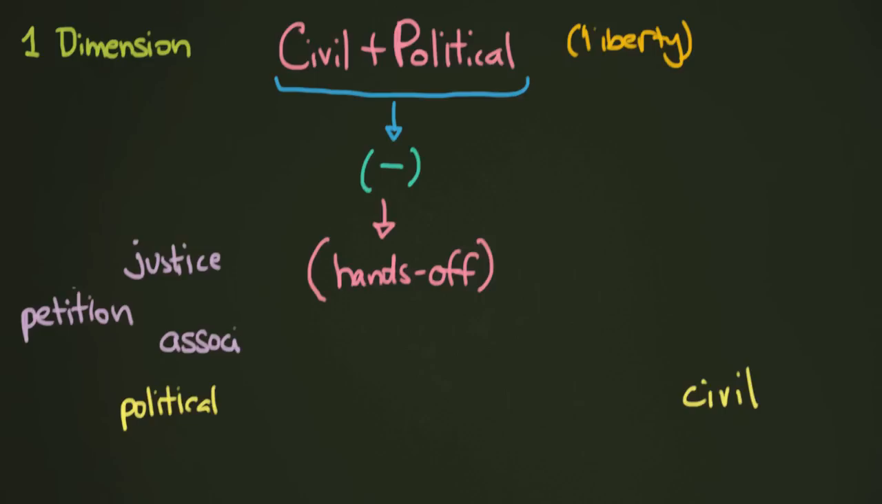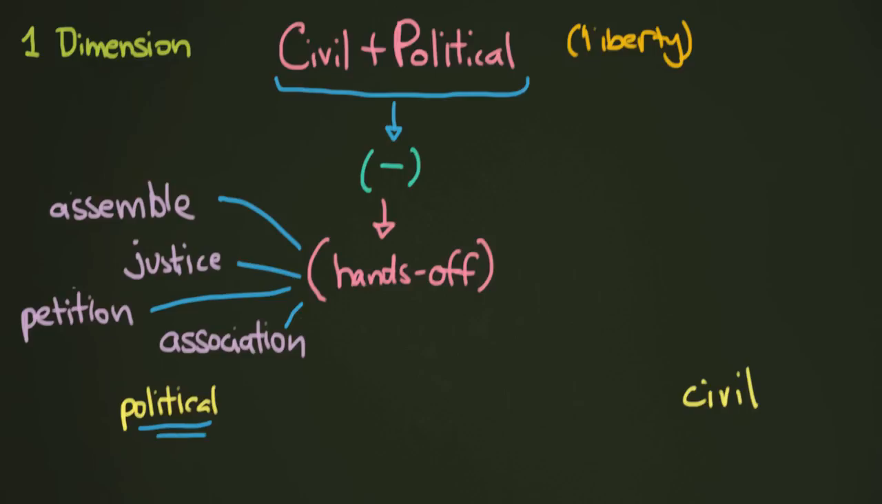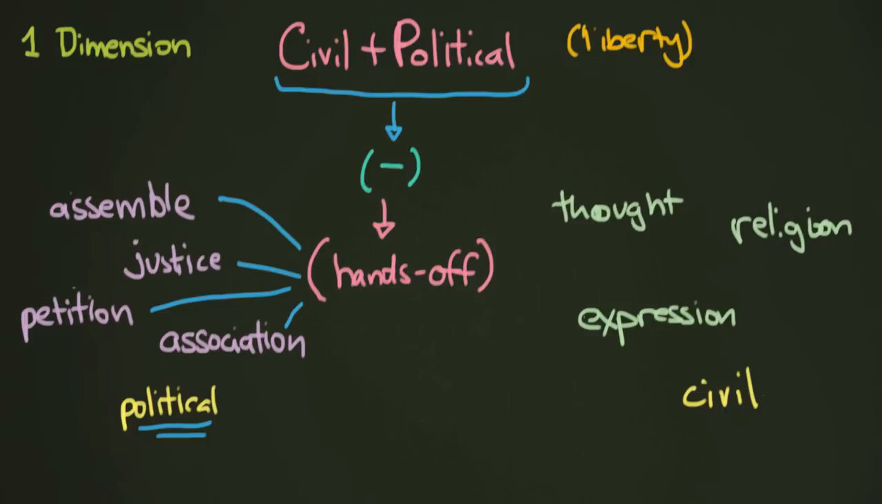Maybe something like freedom of association could be considered here, or your freedom to assemble with whoever you feel fit to. So these political rights all have to do with that, and they are really about exercising your rights as a citizen in a political way. On the other side, over here on the right, we can talk about your civil rights, which have a little bit more to do with things like your right to have original thoughts of your own, or your expression of those thoughts. We also have things like freedom of religion, and also things like freedom of movement, for example.